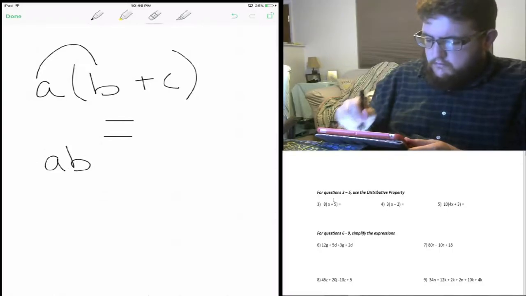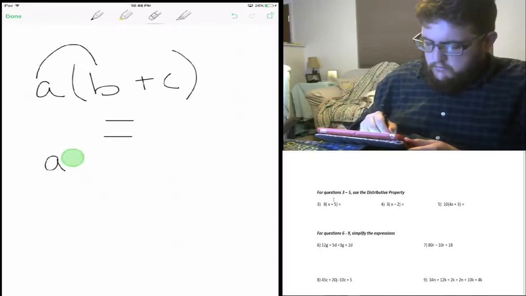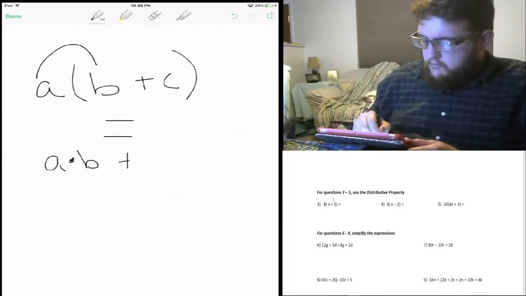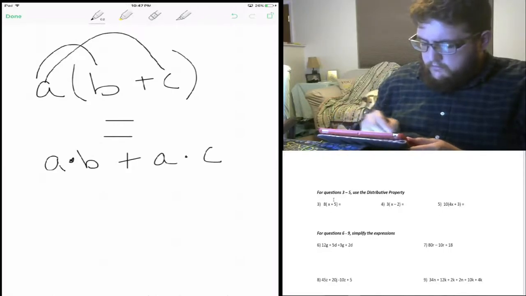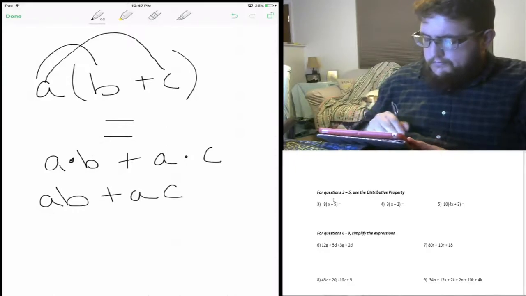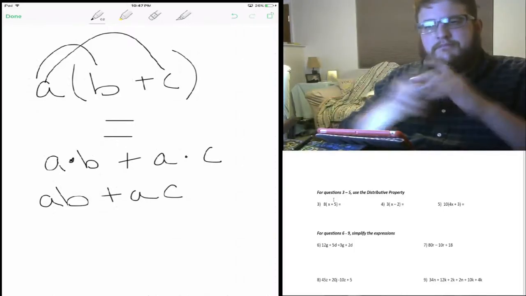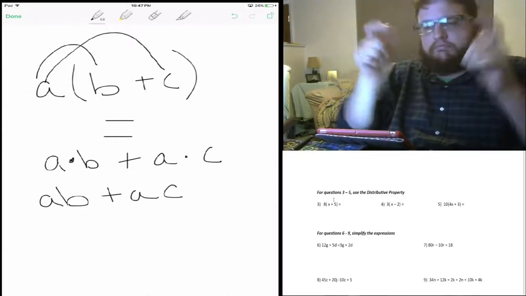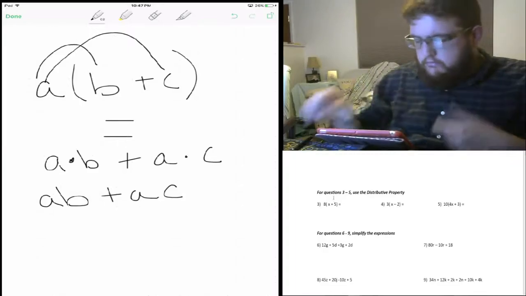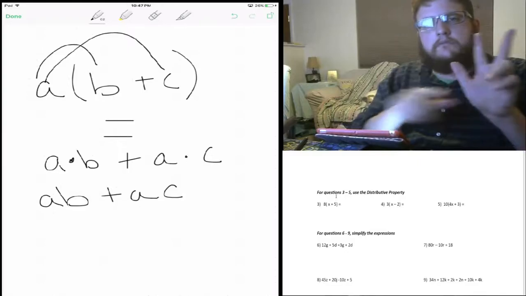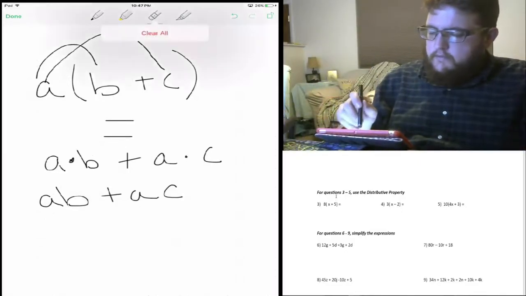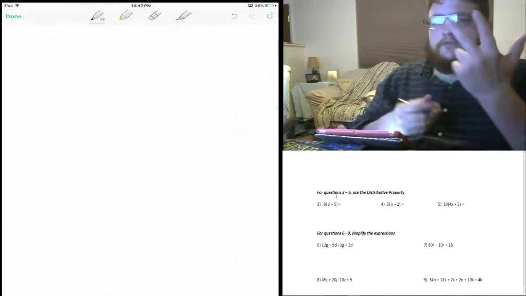But what you'll have is A times B, and you'll add that to the product of A and C. So what you'll have is AB plus AC. And that is our distributive property. We've taken the A and we've multiplied it out to both the B and the C. So that's the rule we're going to use and we're going to apply for numbers 3 through 5.